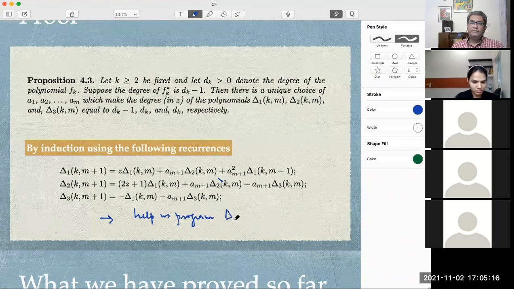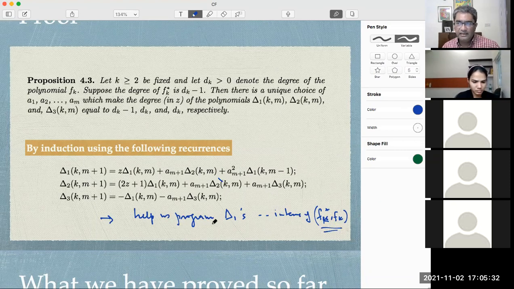In terms of, you can keep the AIs alive in terms of Fk star and Fk. So this could be like a basis for the calculation, but this set of recurrences helps us program and get the values very fast on the computer.